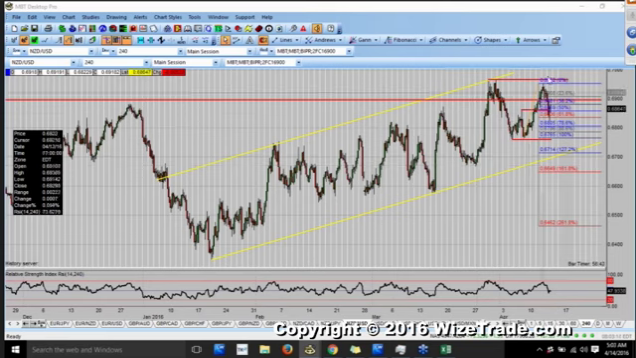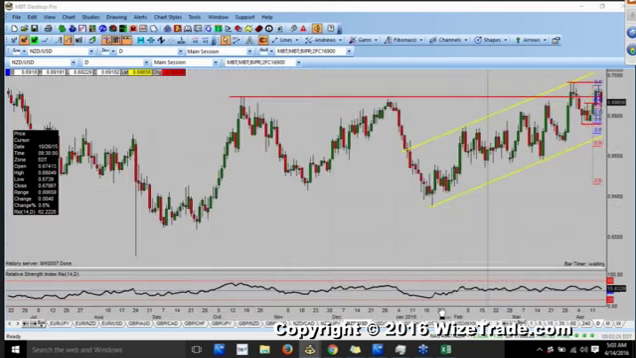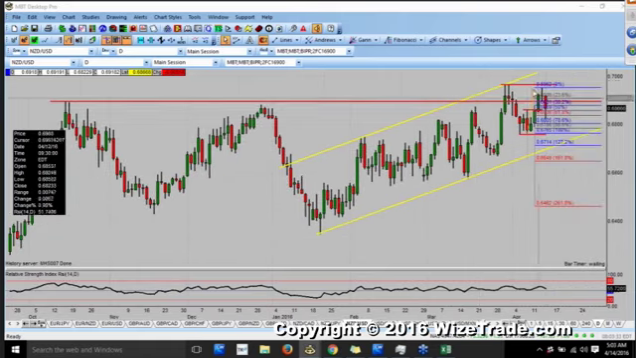This upward sloping channel, we made a lower high. So that's concerning if you're a Kiwi bull. Obviously, you look at the multiple failures above 69 cents, which is also pretty concerning. Because we're making a lower high now, that puts the downside back into play, and it really puts this channel low into play.